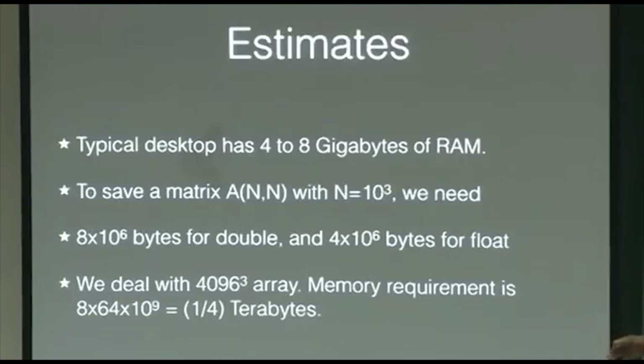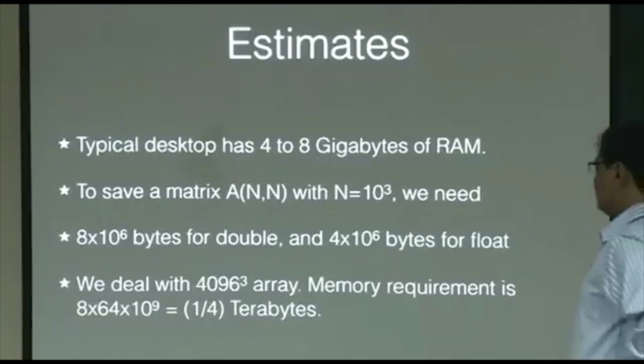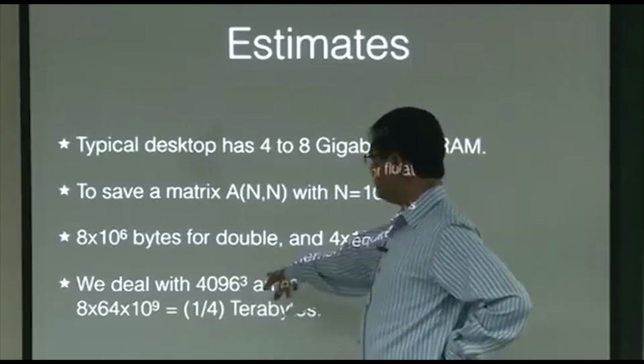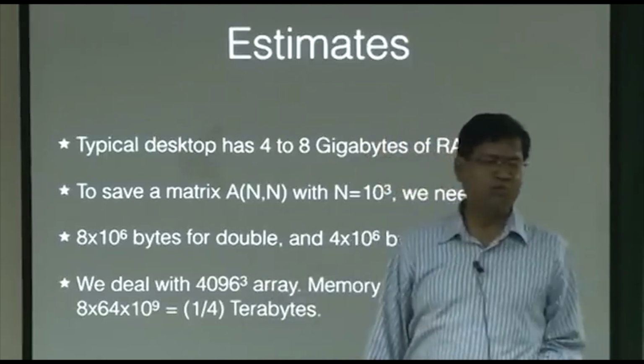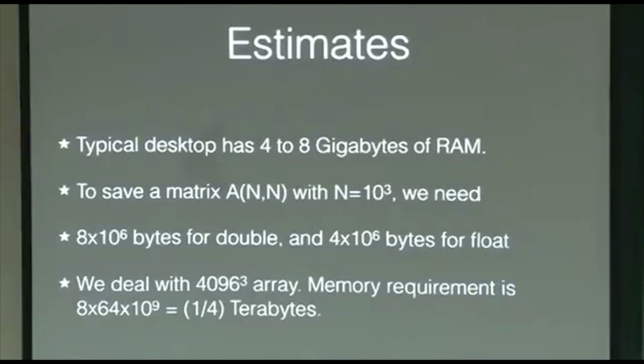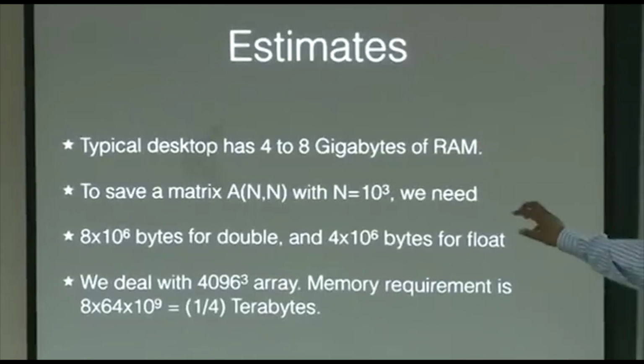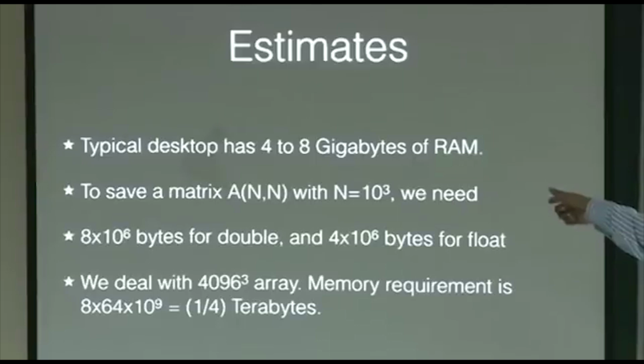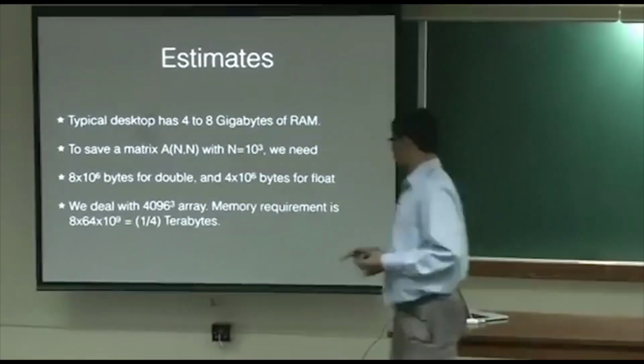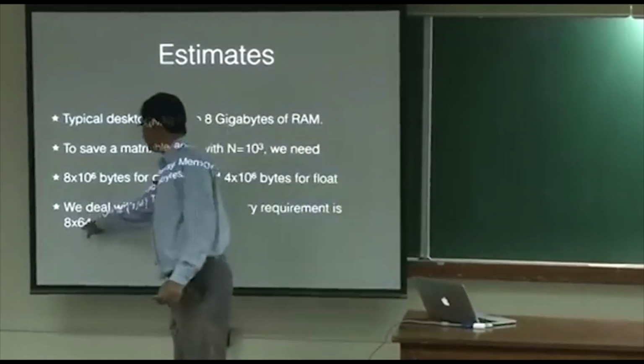If you are using float, then it is going to take 4 million. Now, it is not uncommon that we have programmed on an array of 4000 cube. How much RAM is required? How many data points are there? 4096 you can approximate to 4000. So 4 cube is 64, so 64 billion, that is your data.